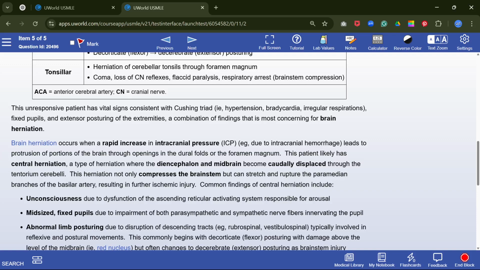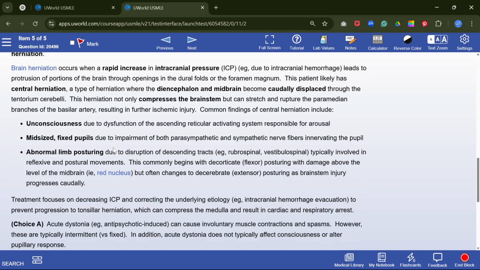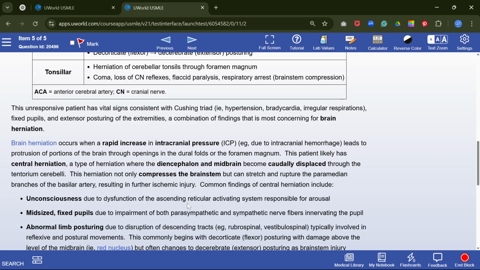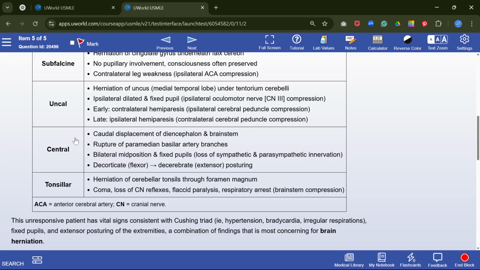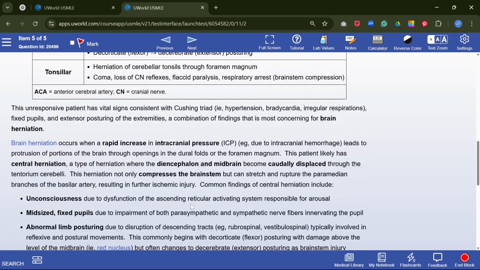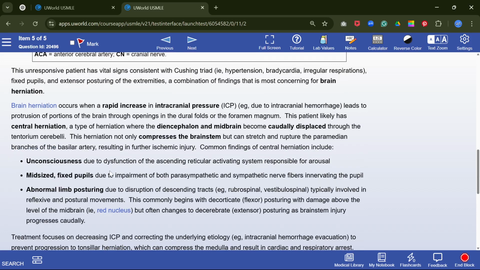A common finding of central herniation is unconsciousness. This patient has unconsciousness due to dysfunction of the ascending reticular activating system. In subfalcine herniation consciousness is preserved, but in central herniation consciousness is lost. There are mid-sized fixed pupils due to impairment of both parasympathetic and sympathetic nerve fibers innervating the pupil. So here, bilateral mid-sized pupils, because both sympathetic and parasympathetic fibers are lost.